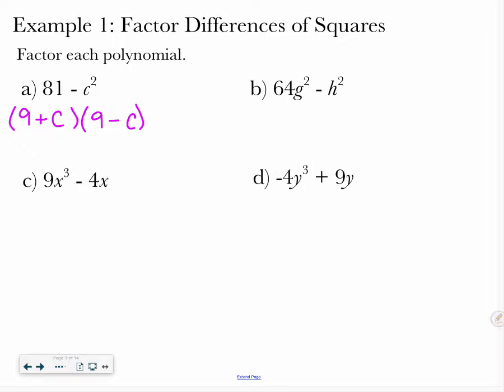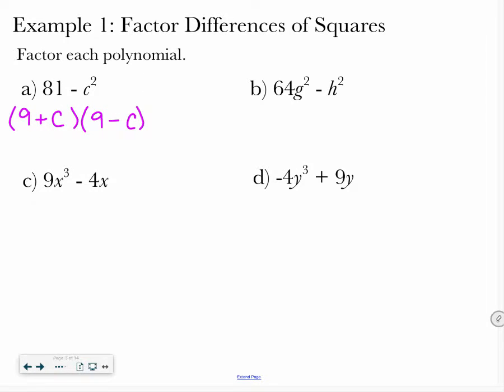Okay? And if I FOIL that out, I have 9 times 9, which is 81. Then I have minus 9c plus 9c, so those cancel. And then I have c times negative c, so minus c squared. Okay, so when I FOIL it back out, I end up back where I started, so I know I did that correctly. And I can continue on to my next problem.